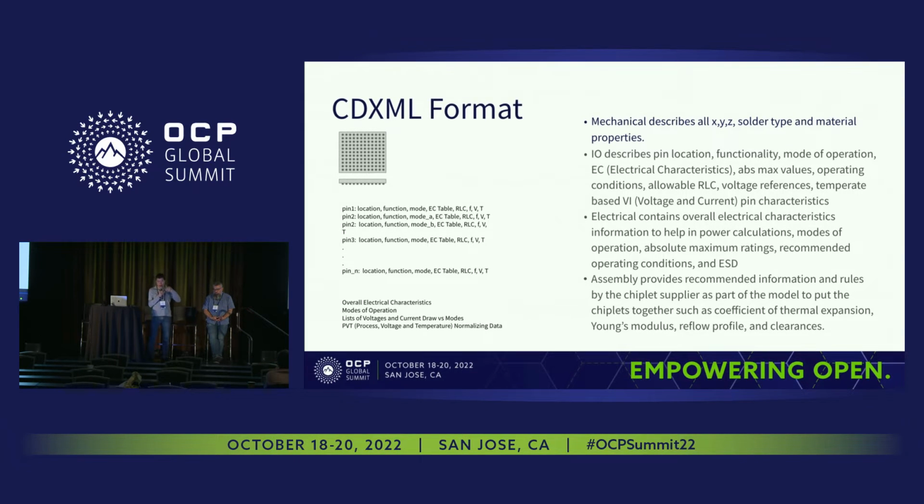You will see some overlapping at the electrical level and the I/O level, such as the absolute maximum rating and the operating conditions. And lastly, we also have the assembly information, which describes the recommended rules by the chiplet supplier to help put the chip together, such as coefficient of thermal expansion, the Young's modulus, uniform profile, and clearance, and so on. So, let's look at the next slide.